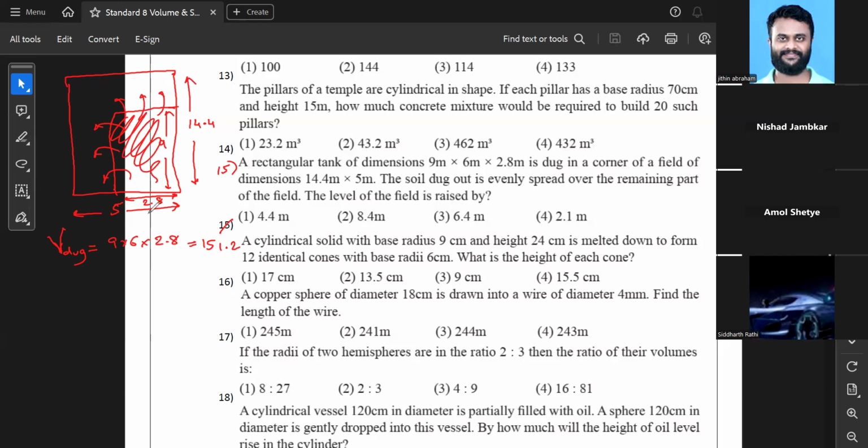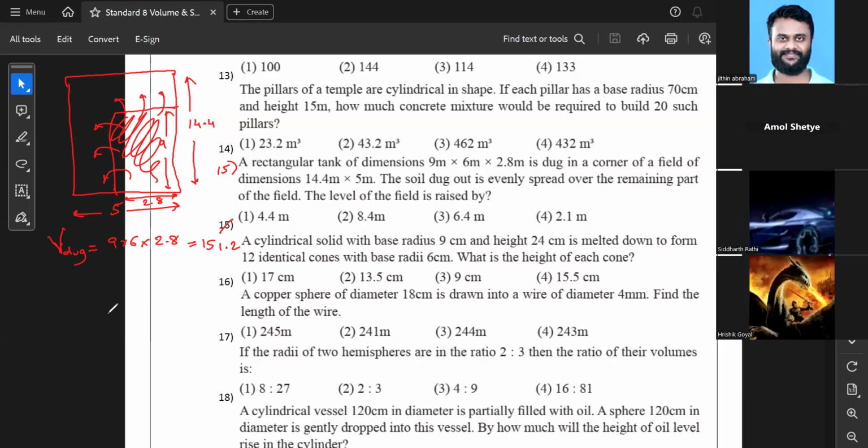Sir, we can find the whole field area minus the area dug. Very good. Whatever is the area of the field, we can divide this. Sir, we can divide this L shape into two rectangles, calculate the area and then add it up. Yes, you can do that also. So that is also a workable model. Sir, but we already have the area dug now, so we can just subtract it from that.